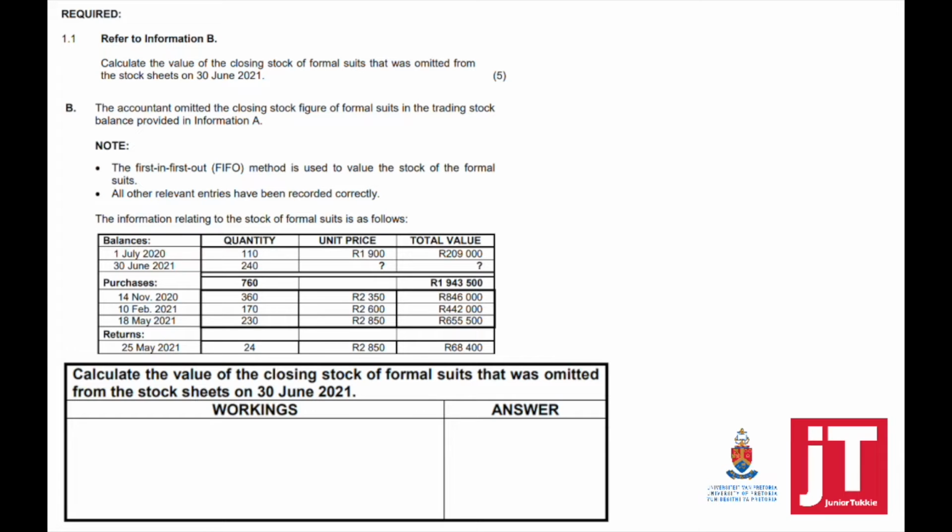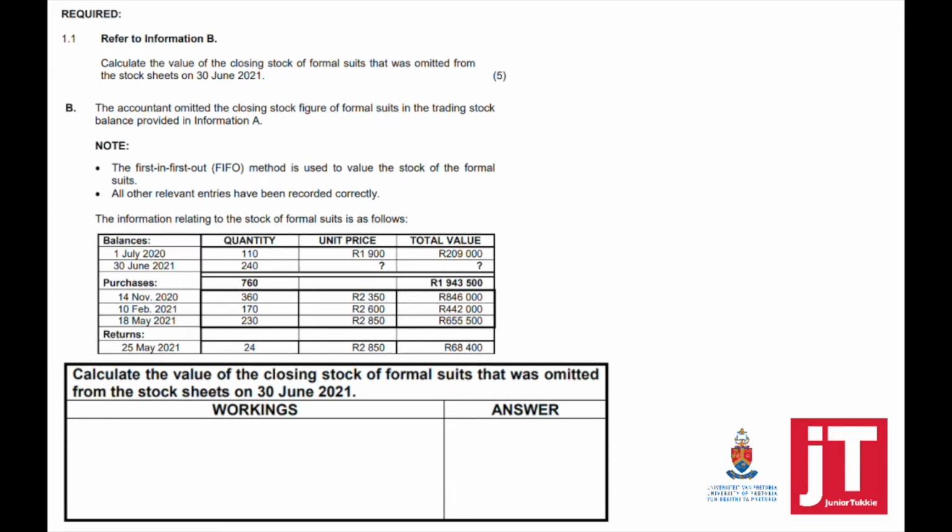So when we're looking at first in, first out, it means that my older stock would have been sold first. So when we value our stock, it will be valued at the most recent purchases because those which were purchased first would have been sold first. So we're working from the bottom up. But now be very careful. If there were returns, you need to look at when those items were returned.